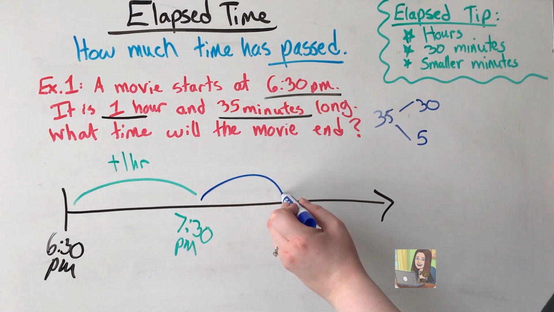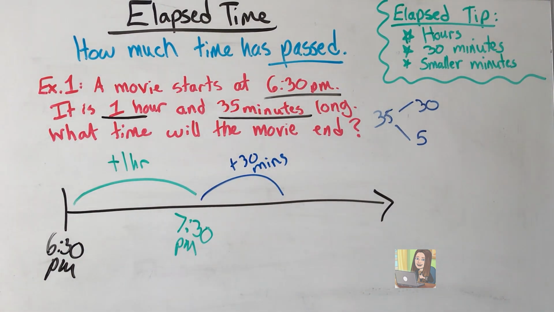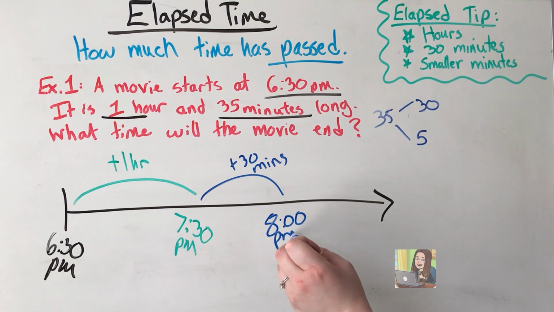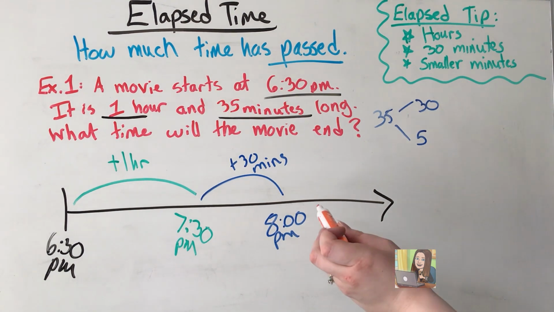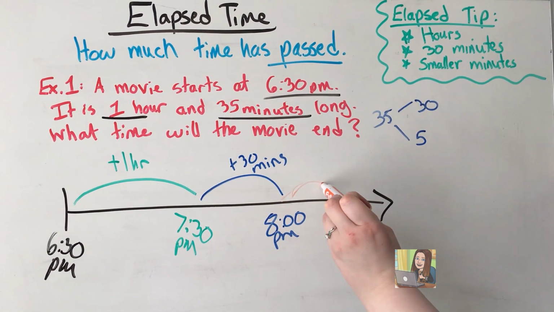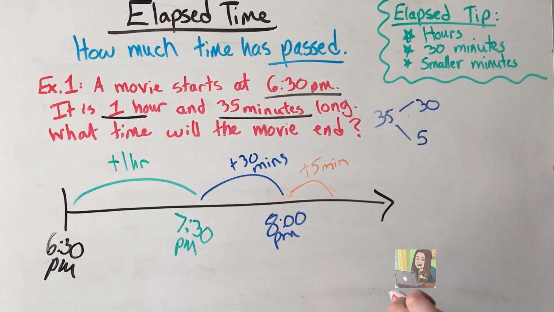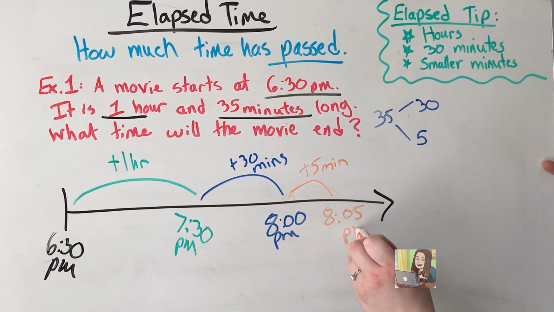Let's add 30 minutes. 7:30 plus another 30 rounds me up to the next hour, which is 8 o'clock p.m. And then all I have left is a little 5 minutes. Let's add a little jump for 5 minutes. 8 o'clock plus 5 minutes, 8:01, 8:02, 8:03, 8:04, 8:05. That's the end time of our movie.